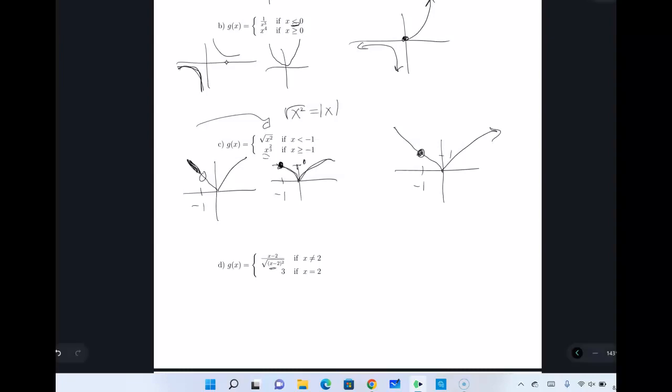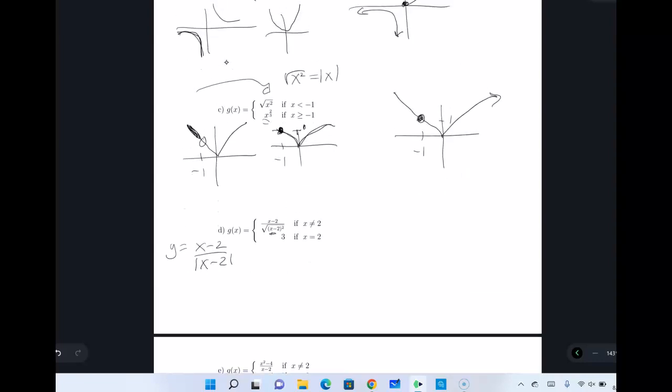Oh, what's going on here? That looks like the absolute value again. So that first graph looks like x minus 2 over the absolute value of x minus 2. I think that reminds me of that graph. Only 0's not the bad point. I think 2 is. So let's just try plugging in a couple numbers.